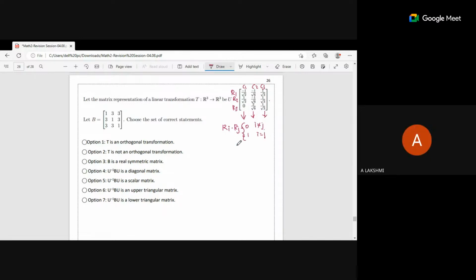Ma'am, is it always the case that if rows are orthonormal then columns are also orthonormal? No, only when it is orthogonal is it true. That is the property of an orthogonal matrix. If only the rows are orthonormal, then it doesn't form an orthogonal matrix. Yes, I have given an example. We discussed it just a few slides before. Okay.